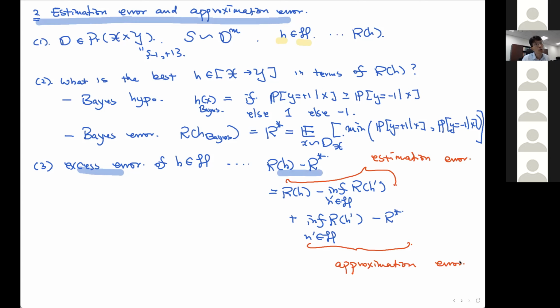Now, what we really want to achieve is to find a hypothesis that has as little excess error as possible. We want to design a hypothesis set H where finding a hypothesis with small excess error is easy. So that's what we want to do. But what does this mean?